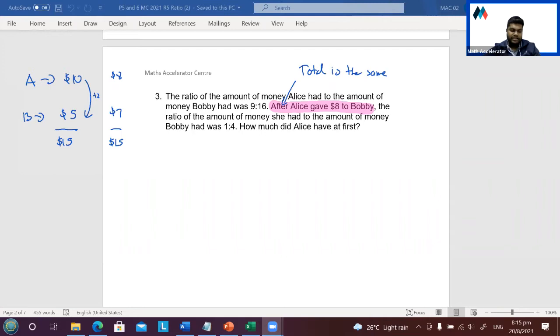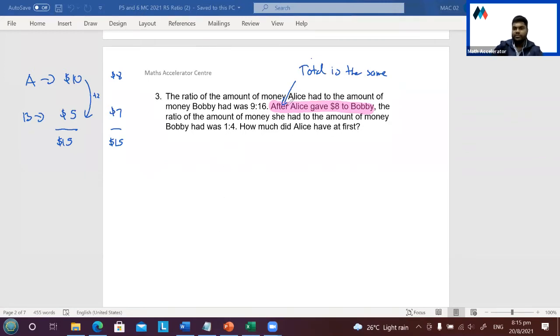Okay, before that, someone asked me to answer for question 2. Question 2 is 25. All right. For those of you who said total is the same, well done, you're on the right track.